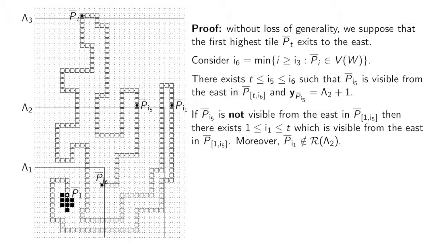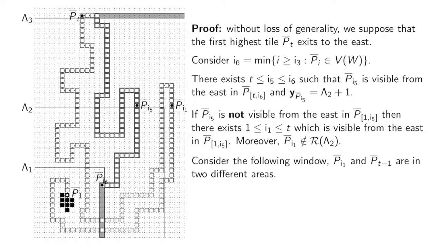In the second case, this tile is not visible from the east. Then, there exists a tile Pi1 which is east of the tile Pi5. Thus, this tile is not inside the square of width λ2. Moreover, I1 is less than t. Now consider the following window which is in gray. Remark that the tile Pi1 and the tile Pt-1 are in the two different areas delimited by the window in gray. Then the segment of the path assembly P from index I1 to index t has to cross this window.